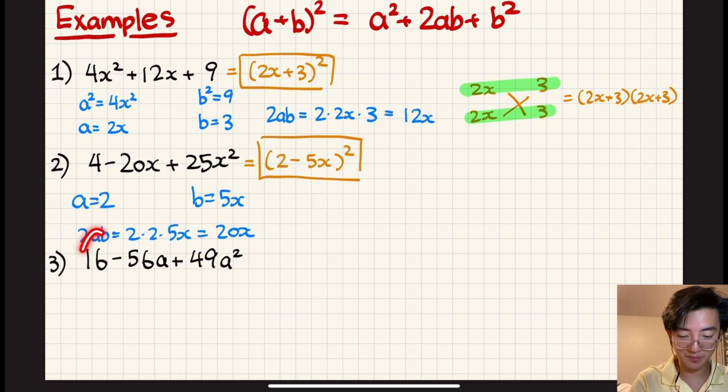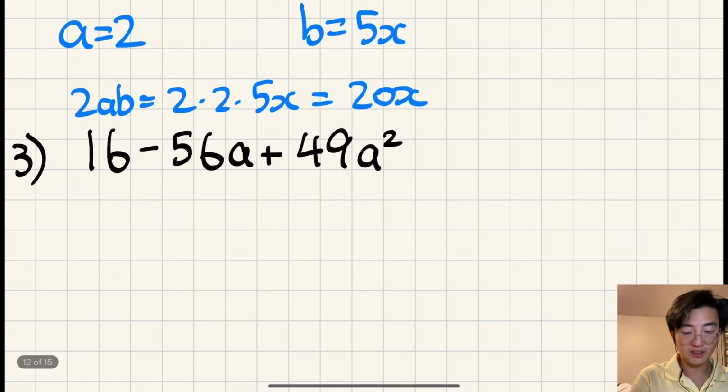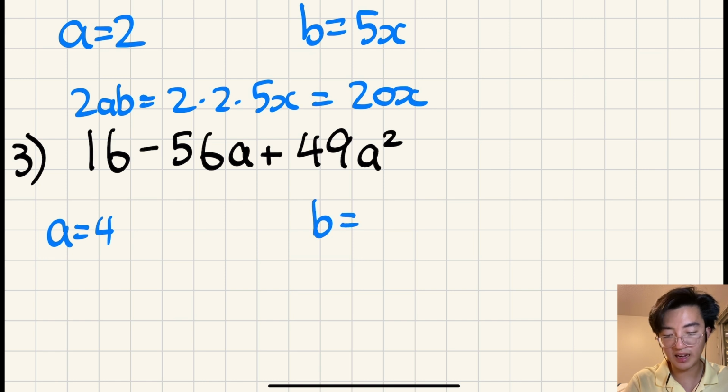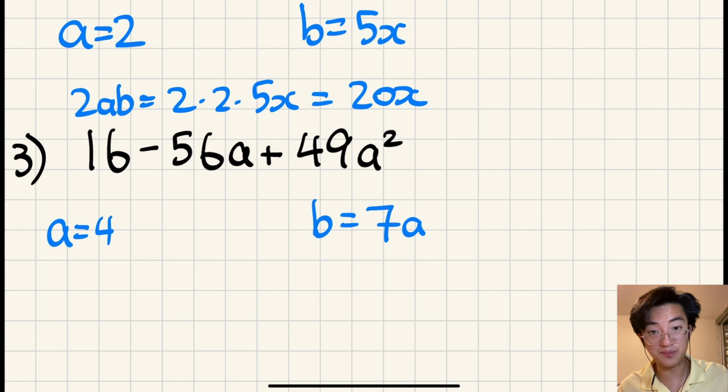Okay, let's do another one. 16 is a perfect square. 49a squared is also a perfect square. Alright, so we notice the square root of 16 is 4, which is a. The square root of 49a squared is 7a. That is so confusing. b is 7a, okay?